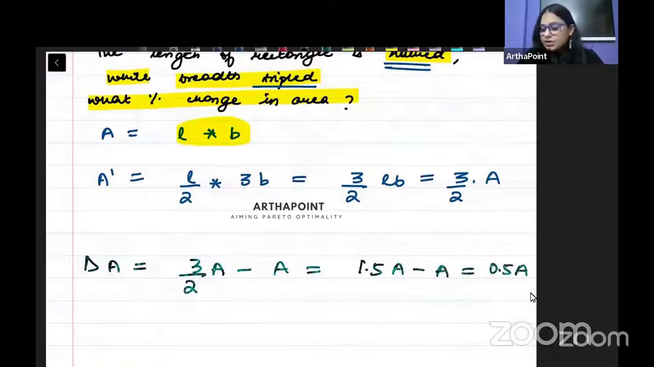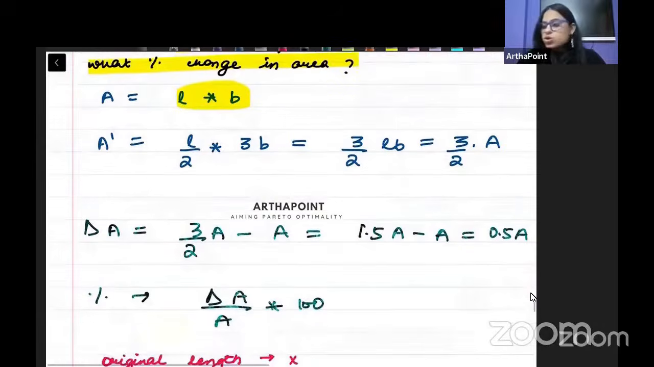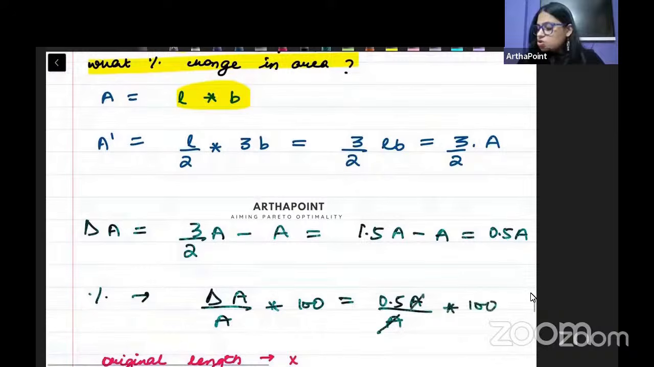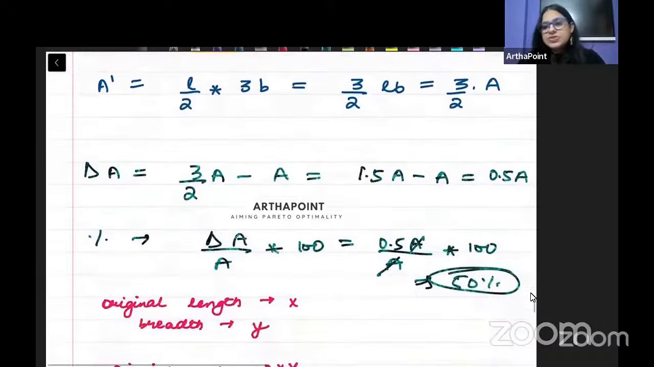What will happen in terms of percentage, beta? Change in area by original area into 100. So the area is changing by 0.5A, original A, into 100. So this is going to be 50%. So the area will change by 50%.